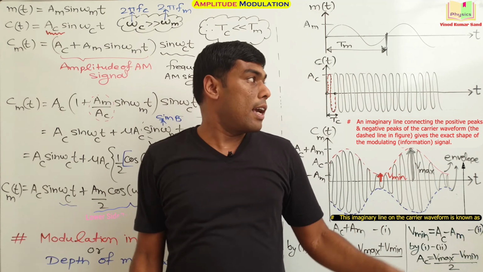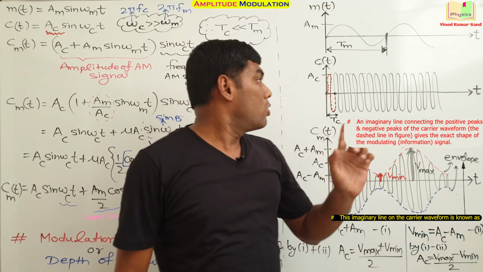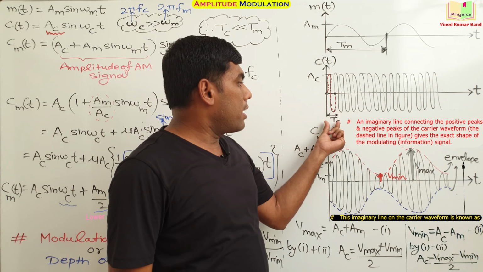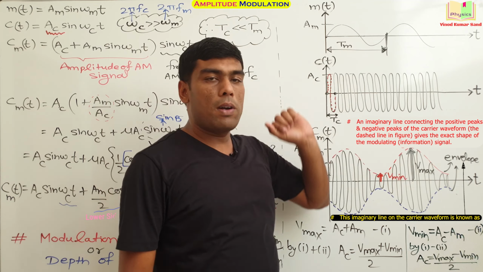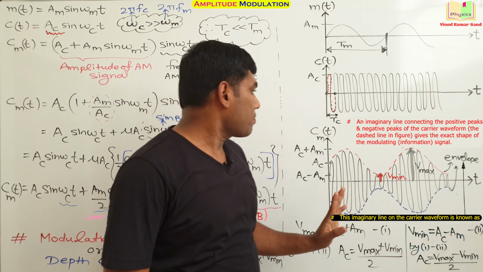Now we'll be plotting the carrier signal. The amplitude of the carrier signal is AC, but its frequency is high. So the time period of the carrier signal will be very small as compared to the time period of the message signal that we can see here.